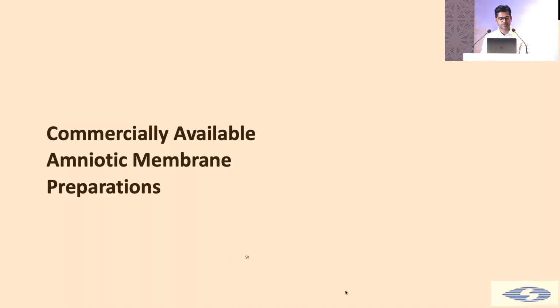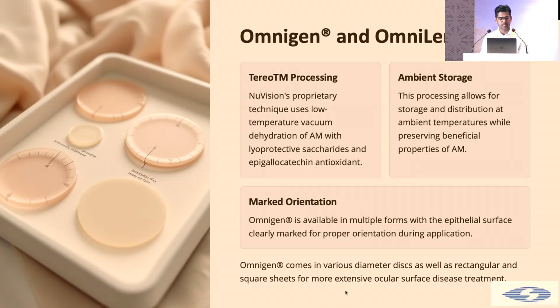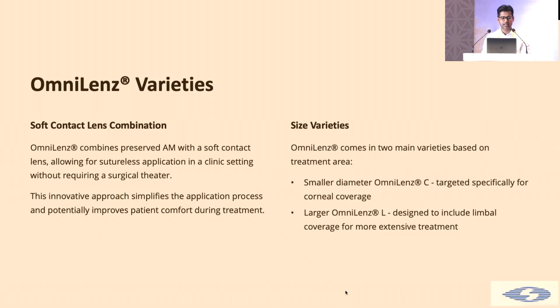Let's look at some of the commercially available amniotic membrane preparations. New Vision makes Omnigen and OmniLens. Omnigen is available in multiple forms with epithelial side up, clearly marked for the proper orientation during the application. And it comes in various diameters according to size and in various shapes, rectangular and square sheets. The other is the OmniLens variety, which combines preserved amniotic membrane with soft contact lenses, allowing for sutureless application in clinical settings without requiring a surgical theater.